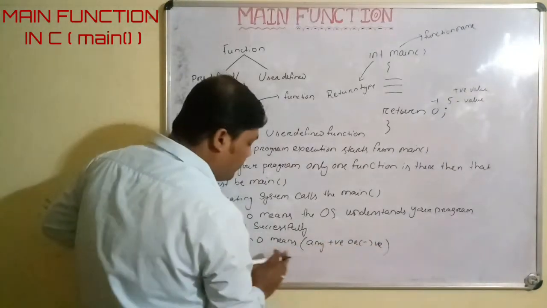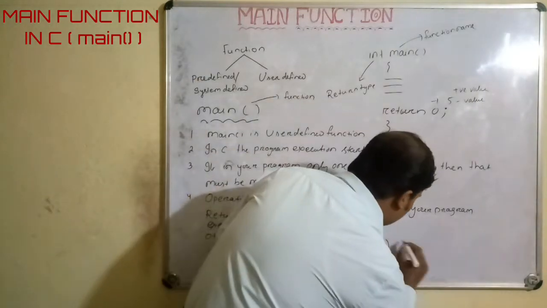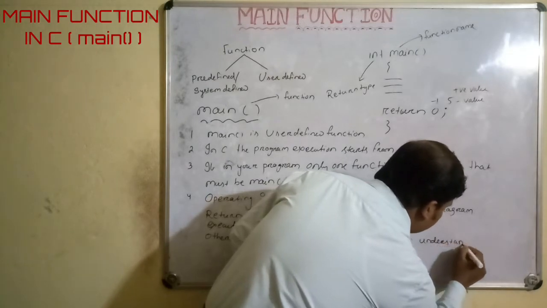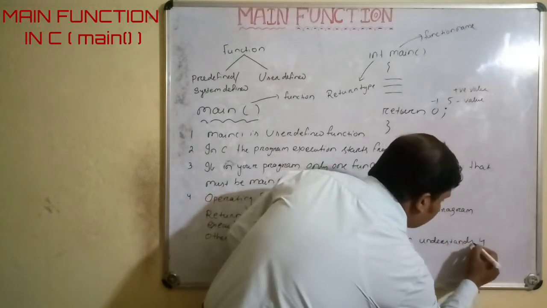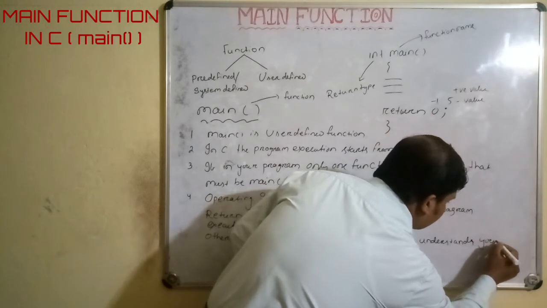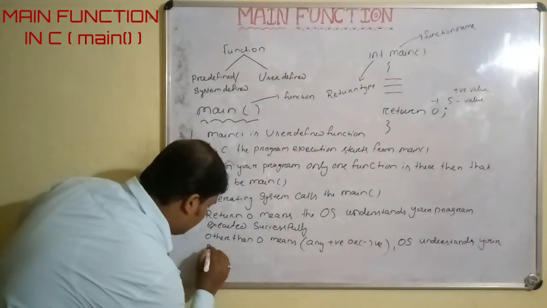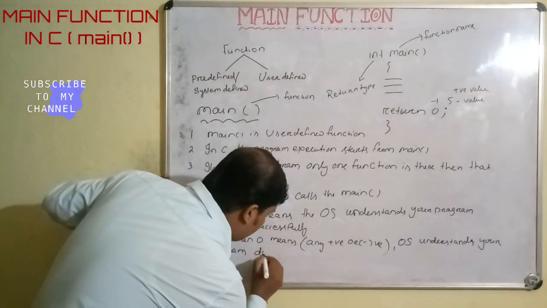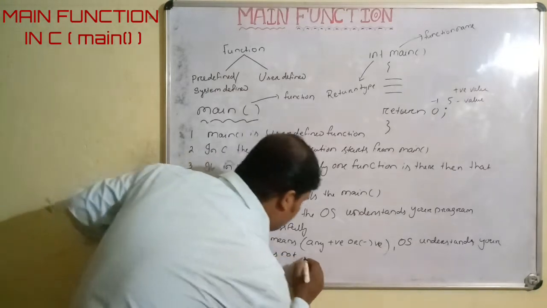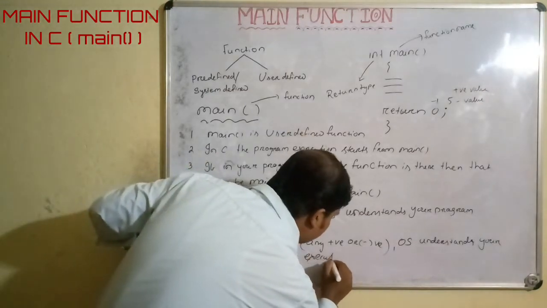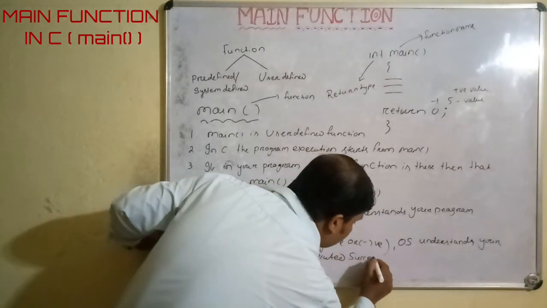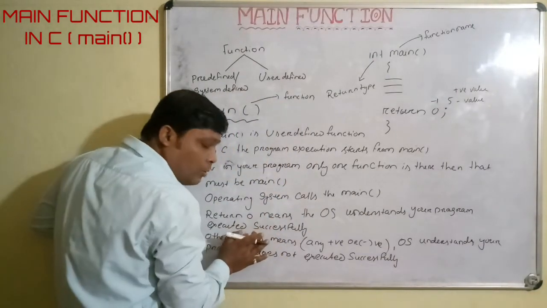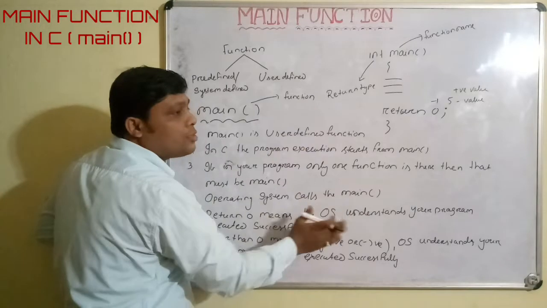Other than 0, any positive or negative value means what? The OS understands your program did not execute successfully. If it is written as 0, it means your program executed successfully.